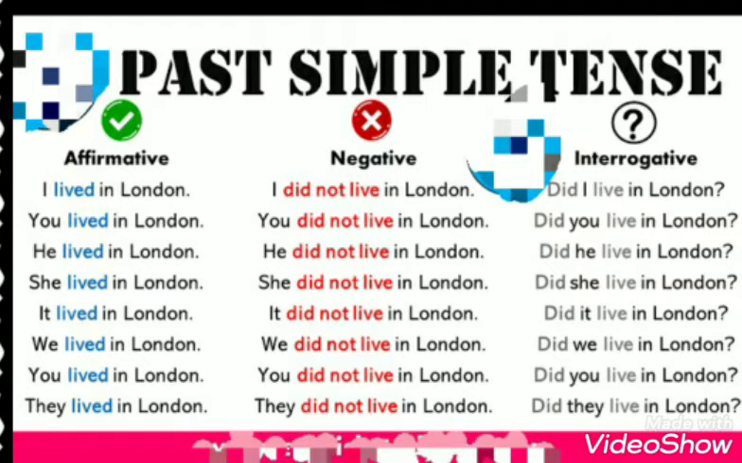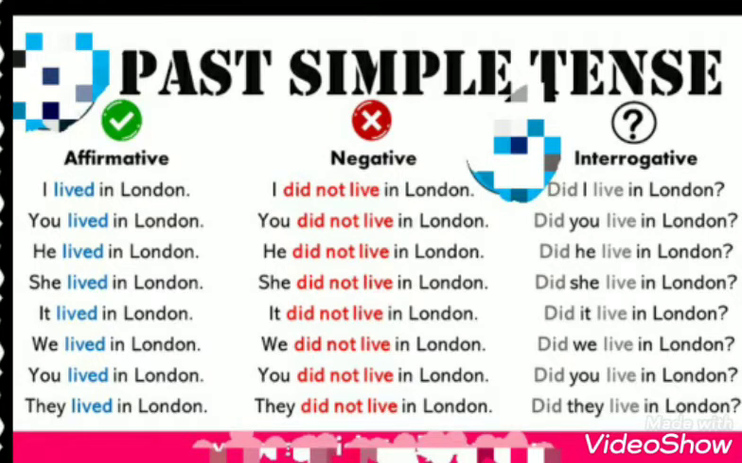If it is a positive sentence or affirmative sentence, we say I lived in London. If it is negative, it becomes I did not live in London. In interrogative, it becomes did I live in London? Children, I believe you all have this in your activity book, isn't it? We have done last year, right? With the examples. Let's take one more example now.